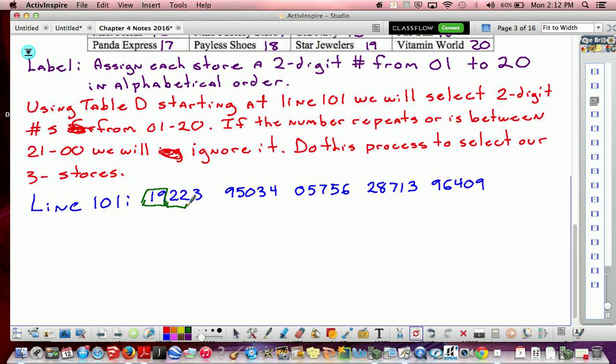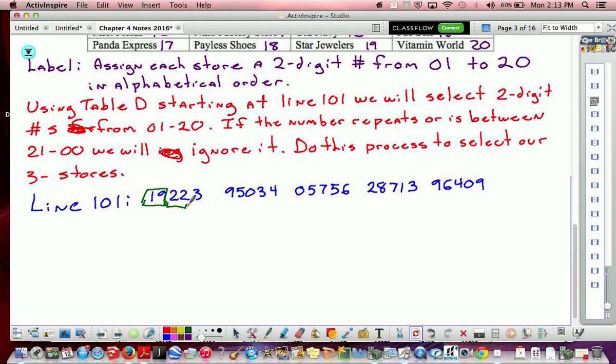If I were to get a number between 21 and 00, I'm going to ignore it because it doesn't represent one of my stores. But I thought all of our numbers are between 21 and 00. No, the numbers that we have assigned are between 01 and 20. So we've assigned the 20 stores. Numbers 21 to 00 don't mean anything to us. So we want to make sure the reader understands that, if I get a 24 when I'm selecting 2-digit numbers here, what do I do with that number?